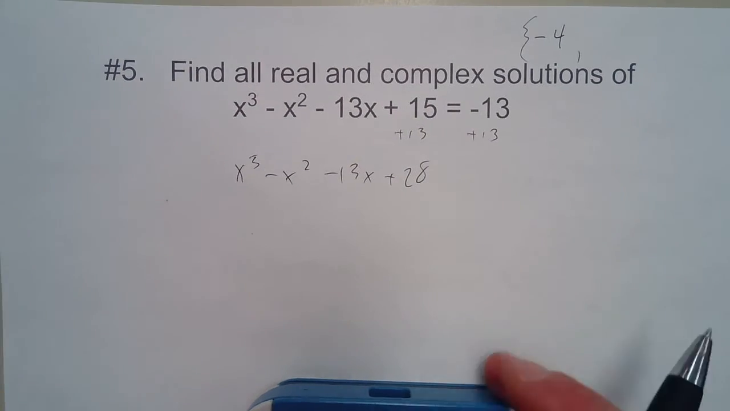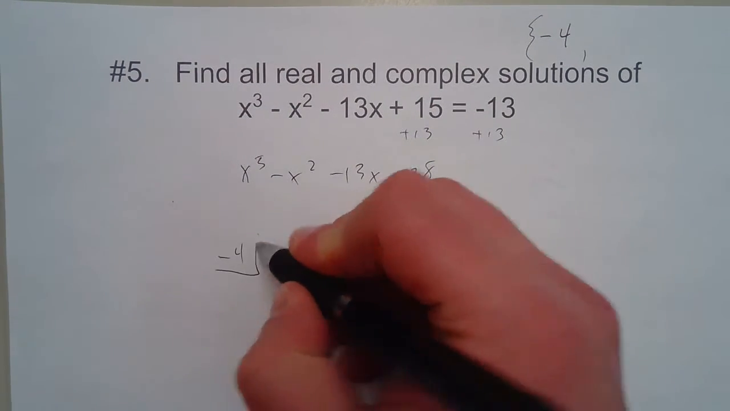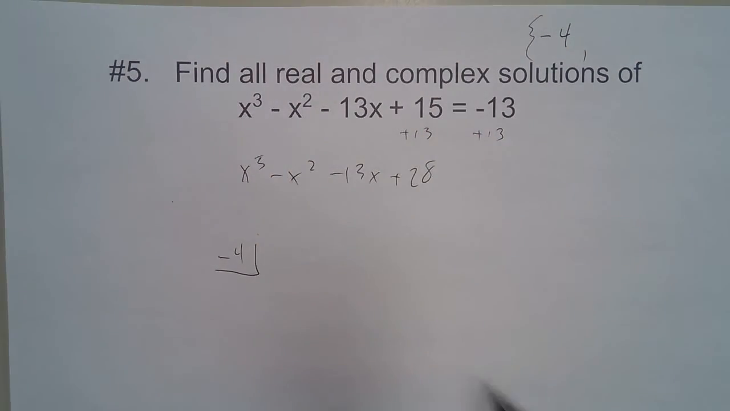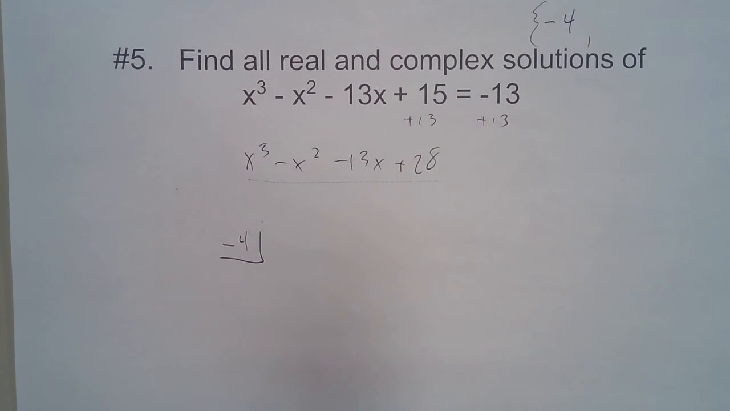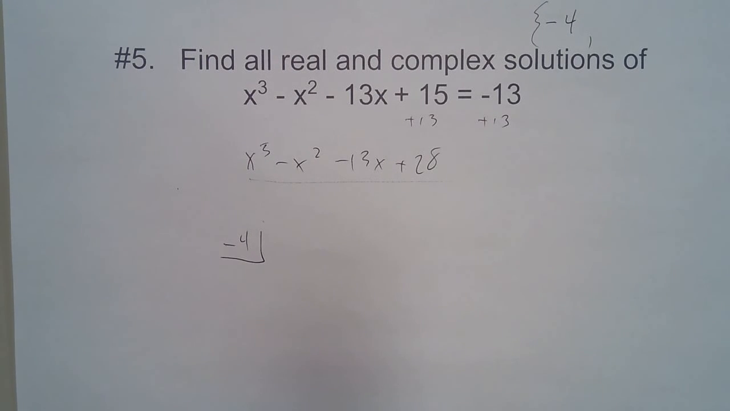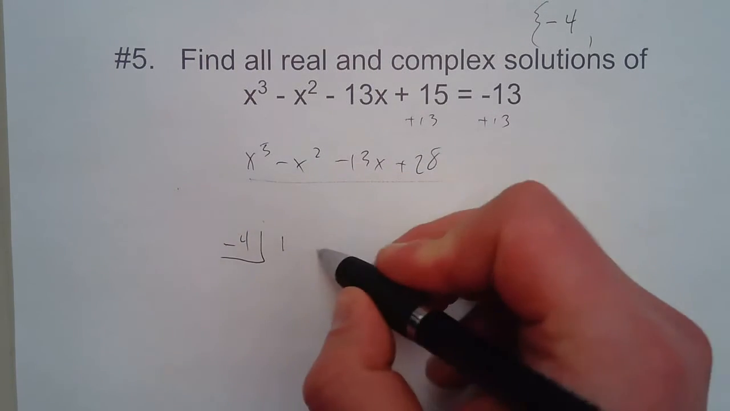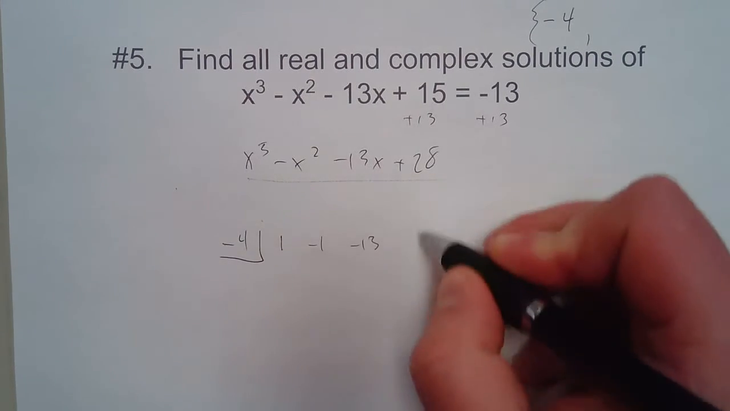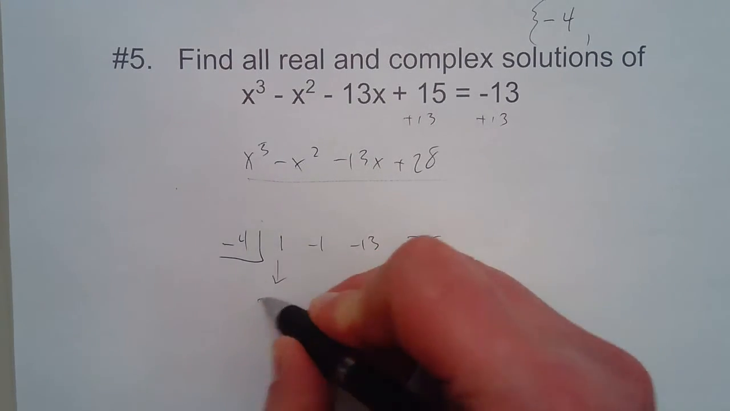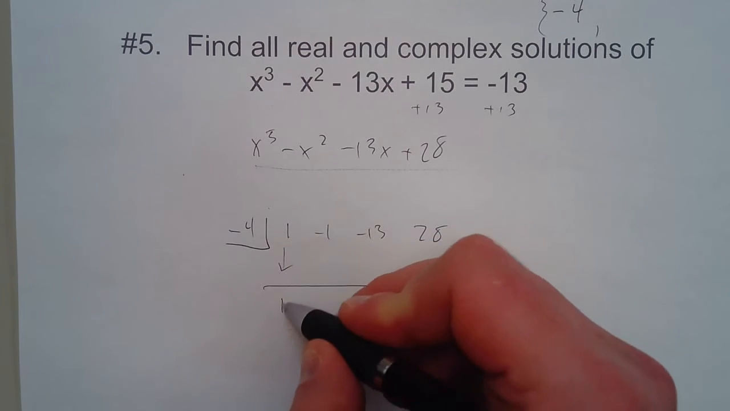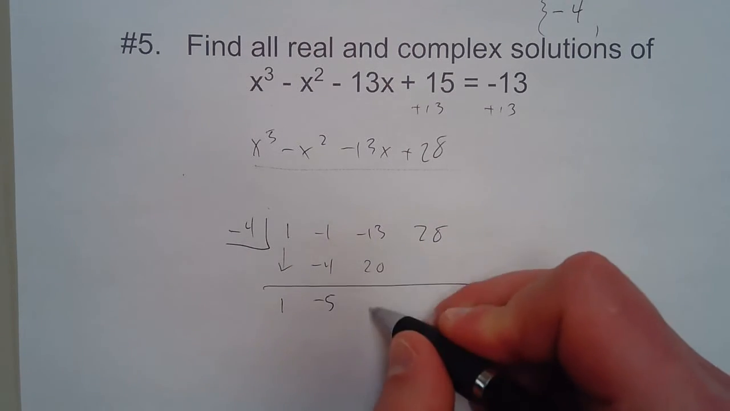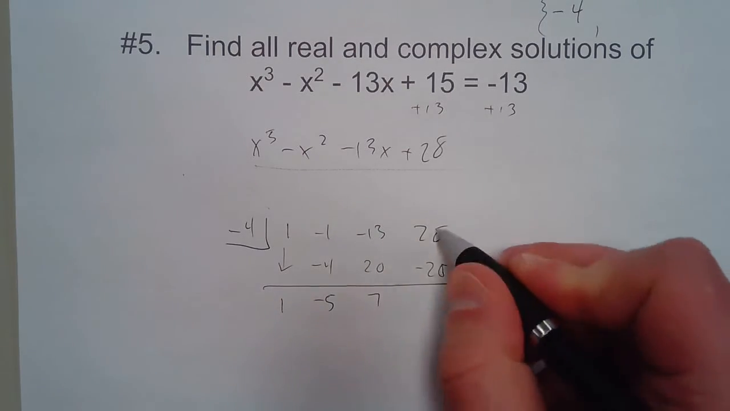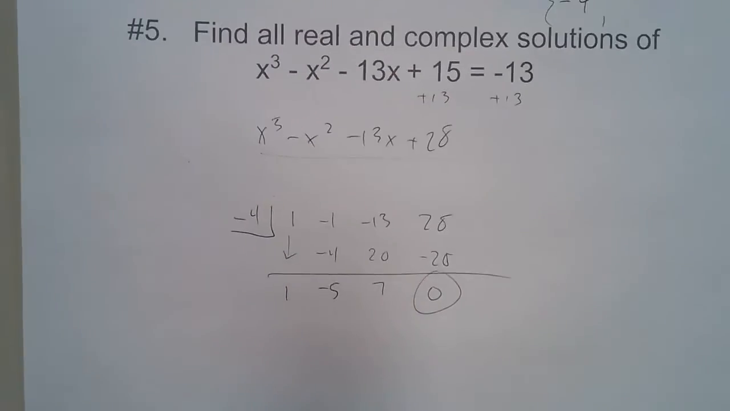Now what I can do with that is take that -4 and divide it out of here to figure out what I'm left with. What's the remaining quadratic that I'm probably going to have to use the quadratic formula on? So we've got 1, -1, -13, and 28. And we're going to do our synthetic division. So we drop the first number down, we multiply, we add, we multiply, we add, we multiply, and we add. We should always get a remainder of 0.